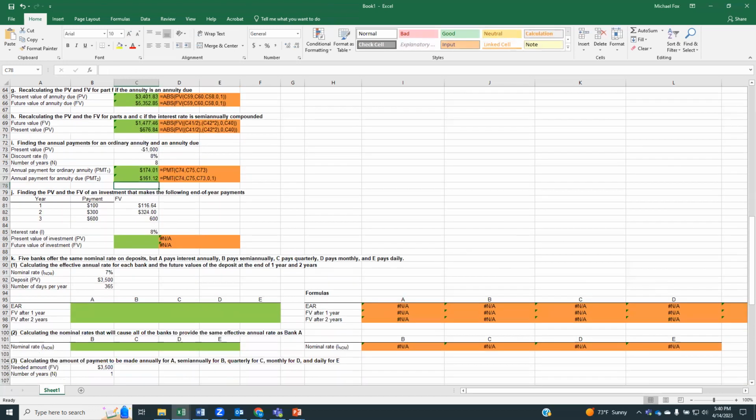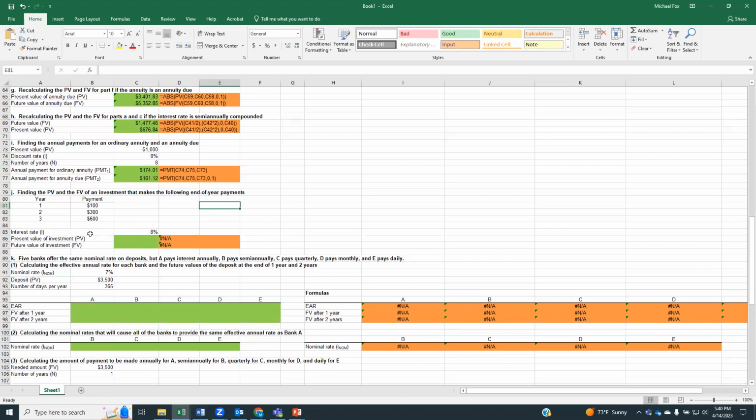Okay, part J, finding the present value and future value of an investment that makes the following end of year payments. So this one is a little bit wacky. In fact, this stuff wasn't even on here. Those were notes I made when I was looking at this one earlier. So this is what it would look like on your spreadsheet.